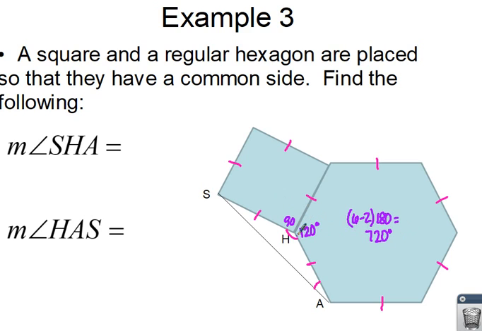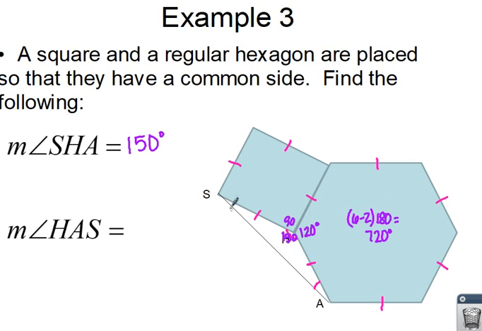Okay, right here at H, all 3 of these angles have to add up to 360. So if we take 360 minus 90 and then minus 120, we have 150 left. So that's SHA, 150.